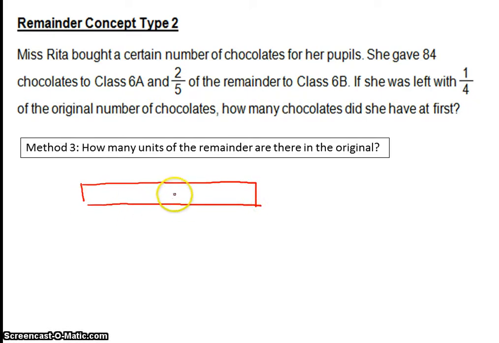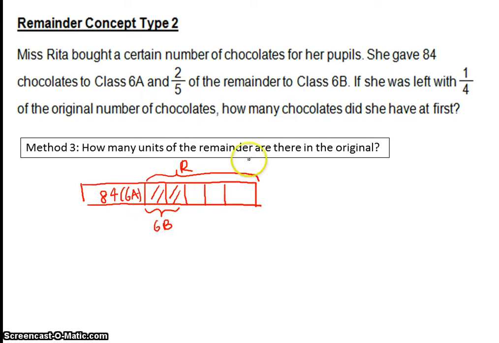Okay, this bar represents the number of chocolates Miss Rita had at first. Okay, so she gave 84 to class 6A. Okay, and that will give us the remainder over here. Okay, and 2/5 of the remainder to class 6B. Okay, so I need to cut this into 5 equal parts. Okay, and 2 parts or 2/5 of the remainder was given to class 6B.